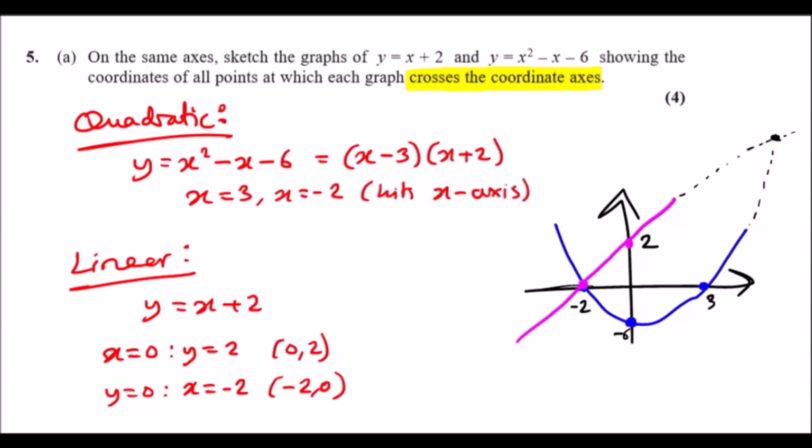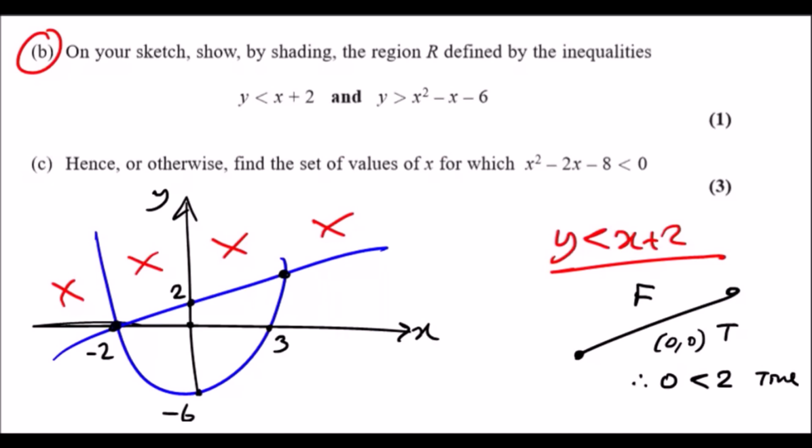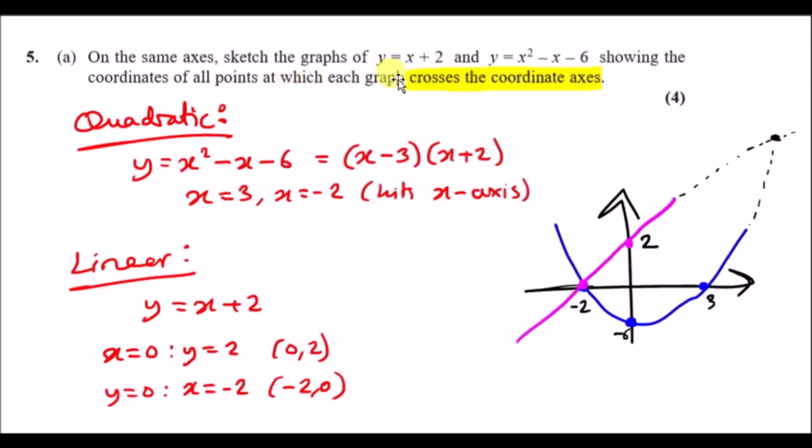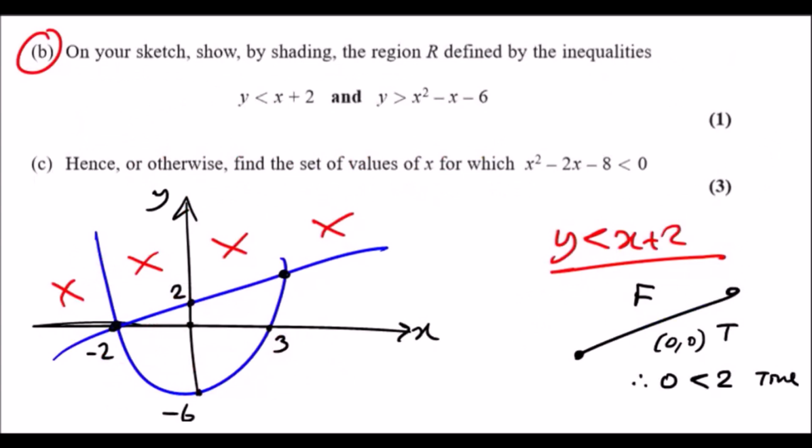But yeah, let's look at B now and C. On your sketch, show by shading the region R defined by these two inequalities. All right, so it looks like we got the same equations from part A. So we had this one and this quadratic, but now it's a less than and a greater than version of the linear and quadratic.